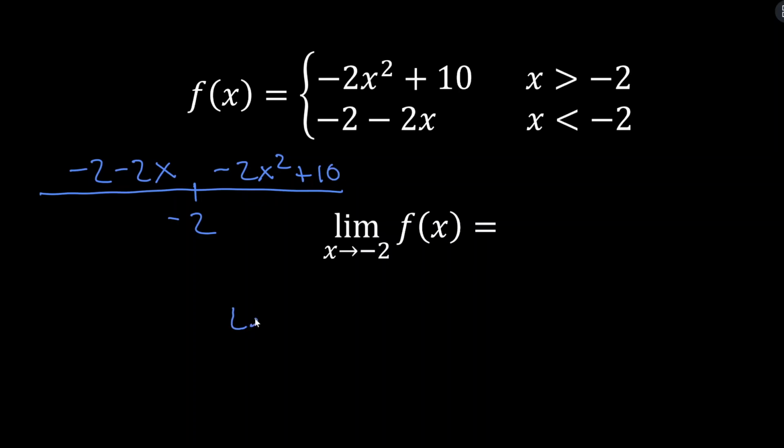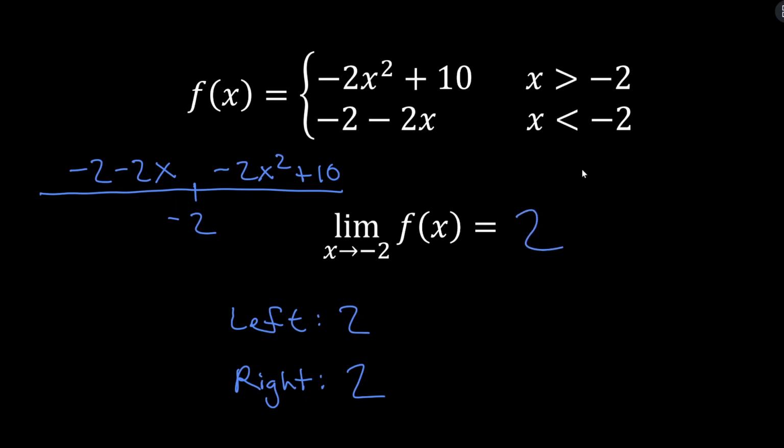So from the left, I'm plugging negative 2 into this left-hand expression. Negative 2 times negative 2 is 4. It's going to become plus 4. So negative 2 plus 4 is positive 2. And then from the right, how do I find the limit from the right? I'm plugging negative 2 in here. Negative 2 squared is positive 4. 4 times negative 2 is negative 8. Plus 2 is positive 2. Those numbers are the same. The limit exists and equals 2.